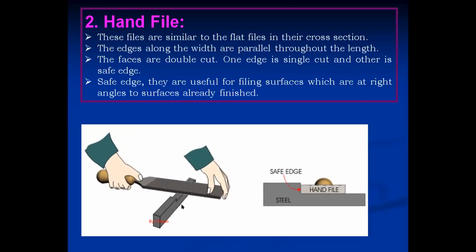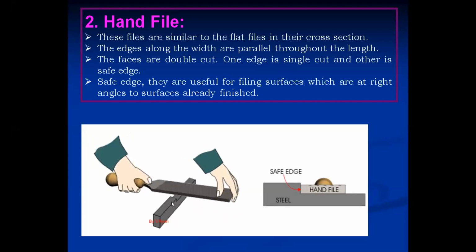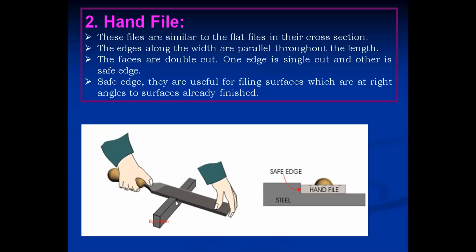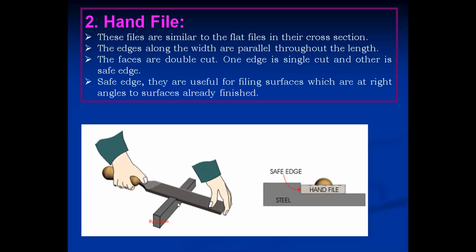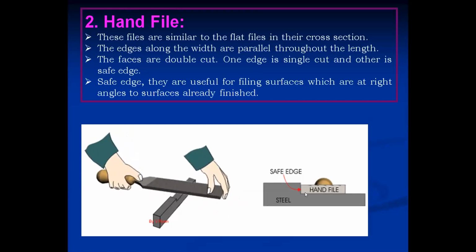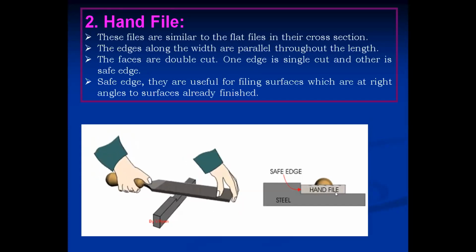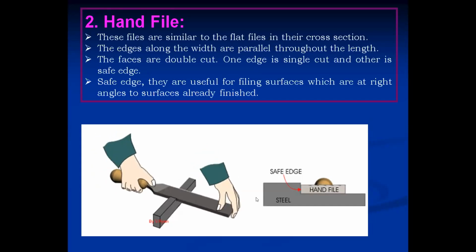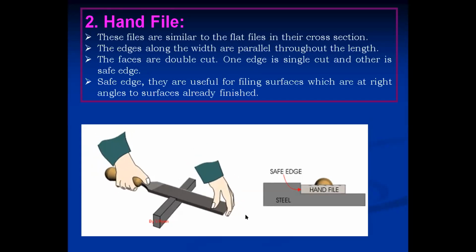If we use another file, a flat file or smooth file, and do the right angle like this, at that time the edges also wear out, and the shape goes out of shape. That's why we use the hand file. This is the safe edge of the hand file. This safe edge is placed against the right angle on this side, so only this part will be filed. See, this is the operation of a hand file.